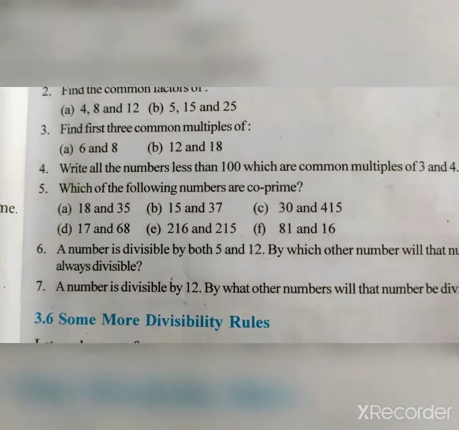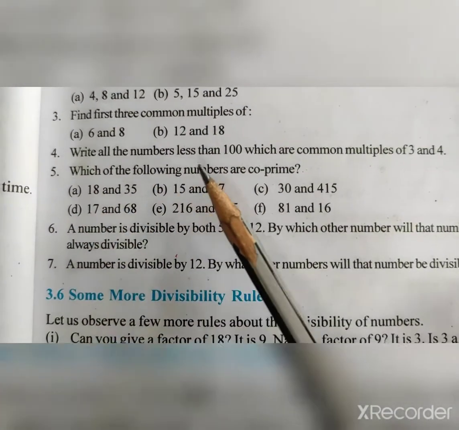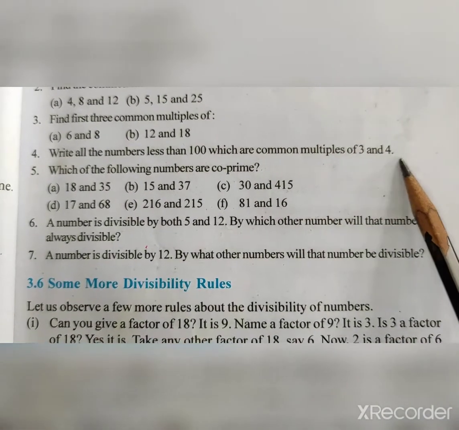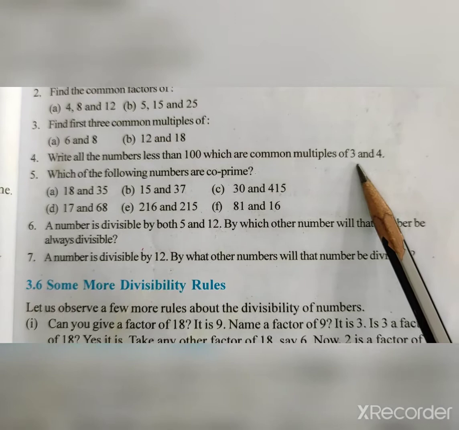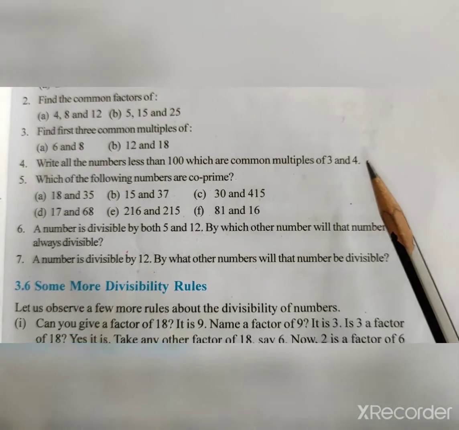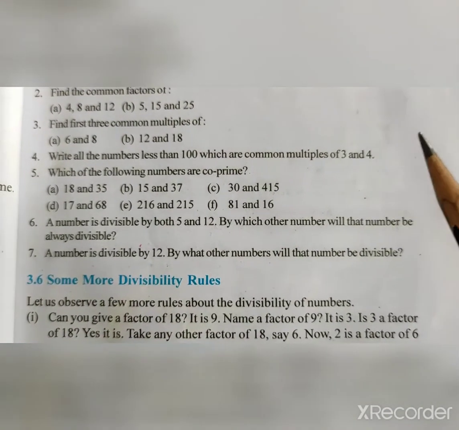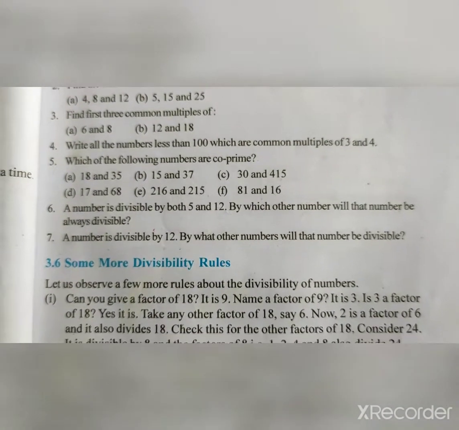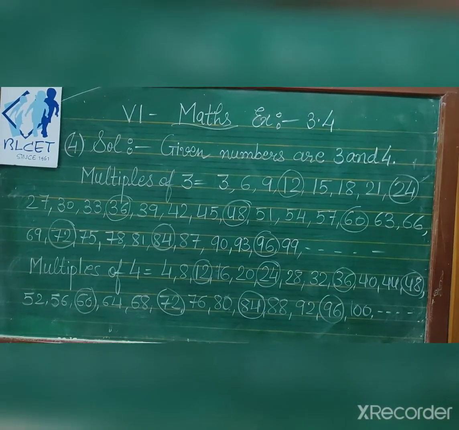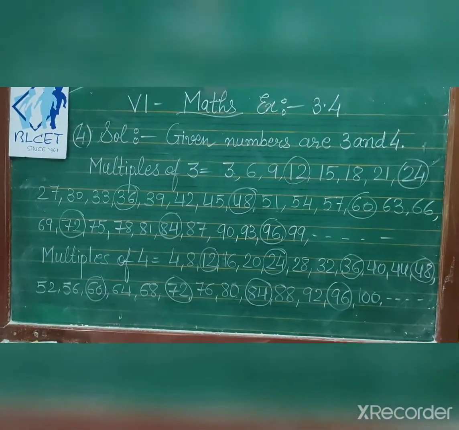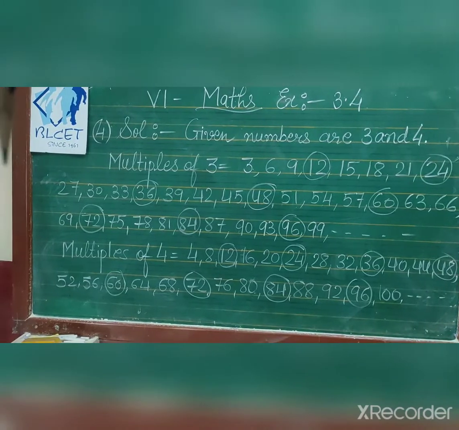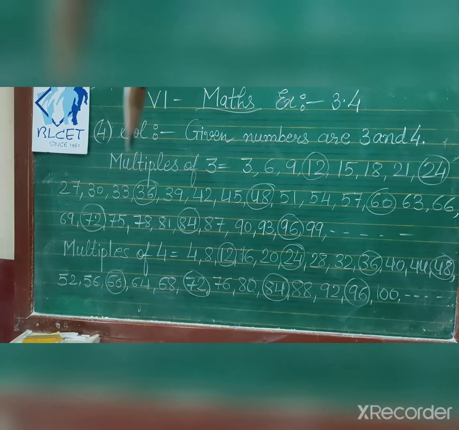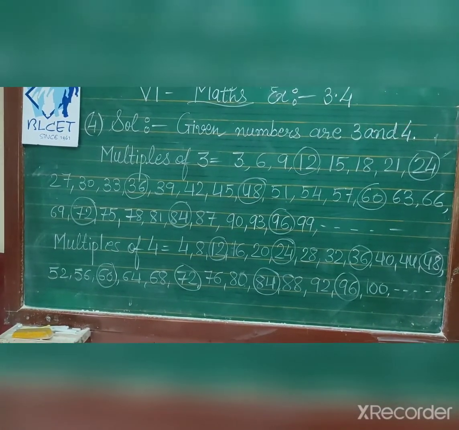Now see here question number 4. Write all the numbers less than 100 which are common multiples of 3 and 4. So we will write multiples of 3 and 4 till 100, and then we will calculate the common multiples. Okay, let us start. In the 4th question, given numbers are 3 and 4. Multiples of 3 you can write, and after 30 you add 3, 33. If you add 3 to 33, 36, and so on. You can write till less than 100.